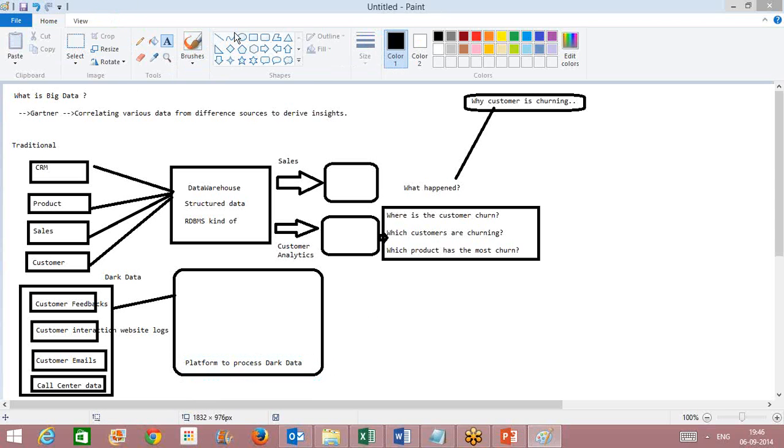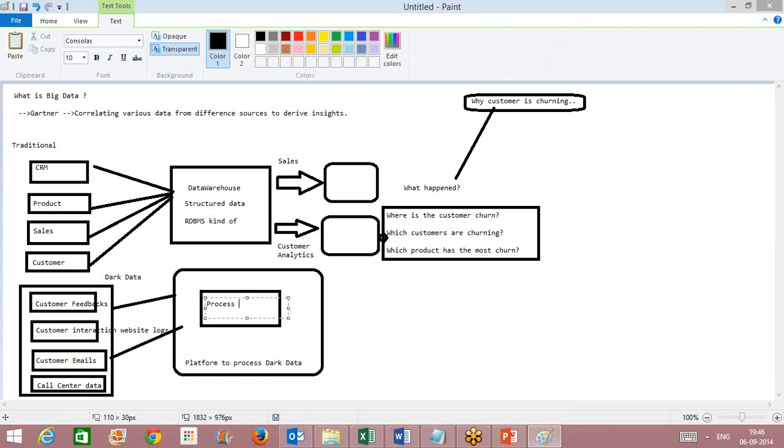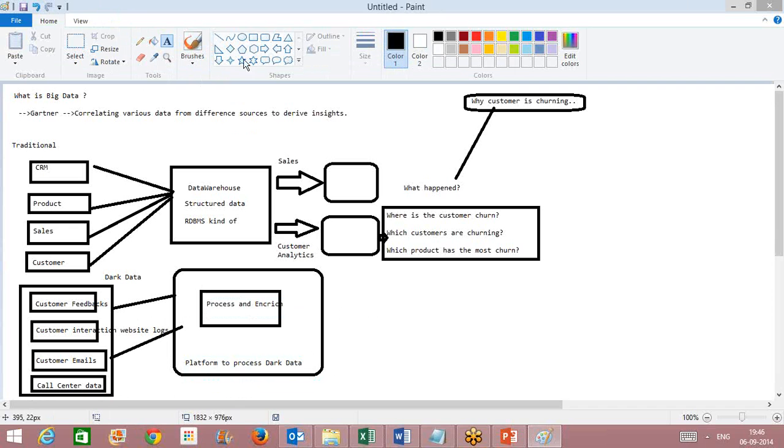So you bring all of this data into a platform, you start to extract intelligence out of it. So you do the processing and enrich the data and get some intelligence, and then this information you merge with your traditional data. Then you can answer why the customer churned.